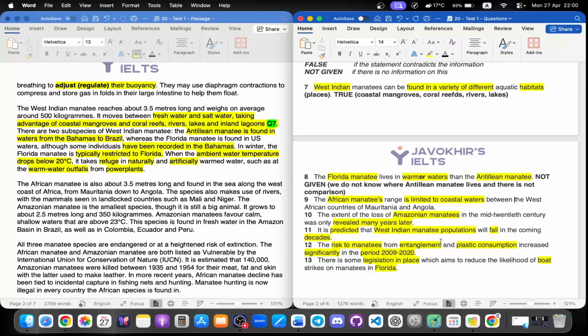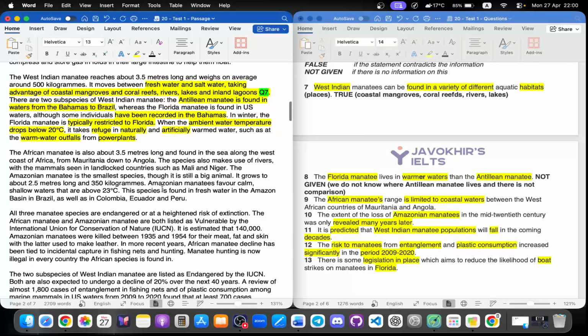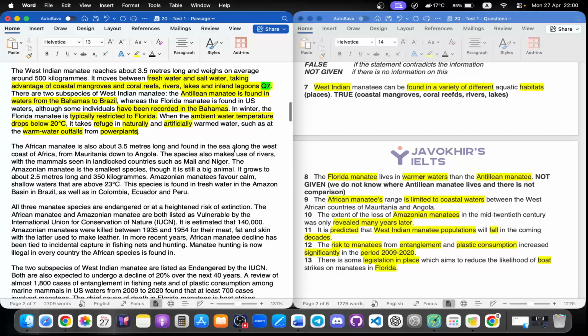The African manatee range is limited to coastal waters between the West African countries of Mauritania and Angola. The African manatee is about 3.5 meters long and found in the sea along the west coast of Africa from Mauritania down to Angola. The species also makes use of rivers, with the mammals seen in landlocked countries such as Mali and Niger.